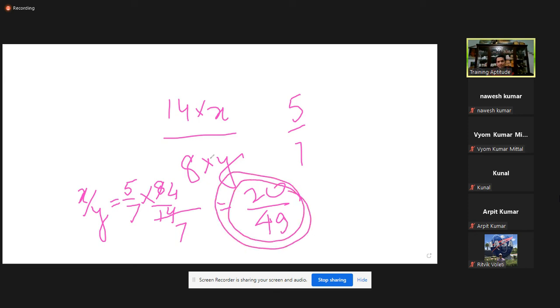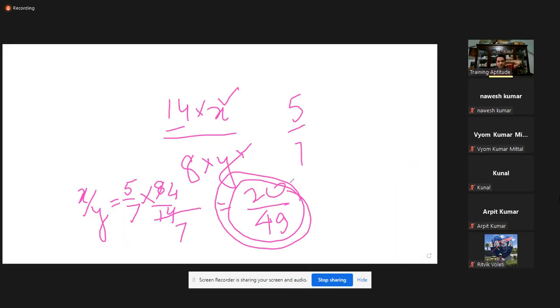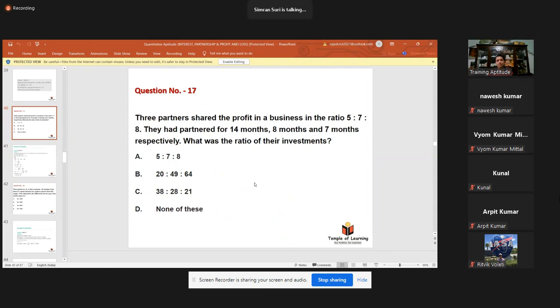ये आप समझ पा रहे हैं? इसने x टाइम इन्वेस्ट किया, ये y किया, मंथ्स के दिए हुए. फोर्टीन मंथ्स 8 मंथ्स था, सॉरी मैंने 7 ले लिया था. हाँ 8 मंथ्स ले लिया, ठीक है. 20:49. Now let's look at the options. Where do I have 20:49? Option B. Check for the third option. Check for the third person with the second one.